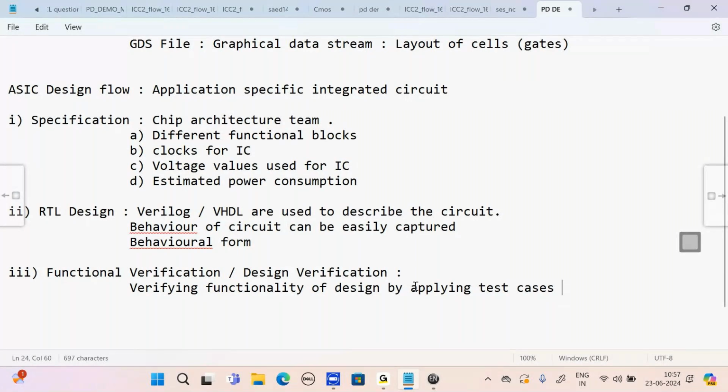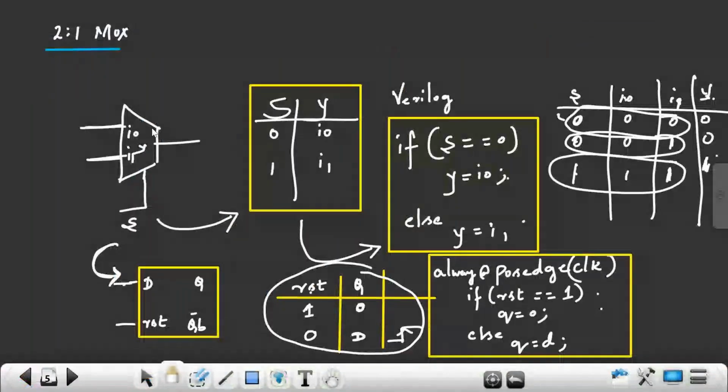So I can easily apply test cases for my mux. How many combinations will I get? I have 3 inputs: 0, 0, 0, 0, 0, 1, 1, 0, 0, 1, 0, 1. Totally, how many combinations of input? I'll get 2 power 3 combinations.